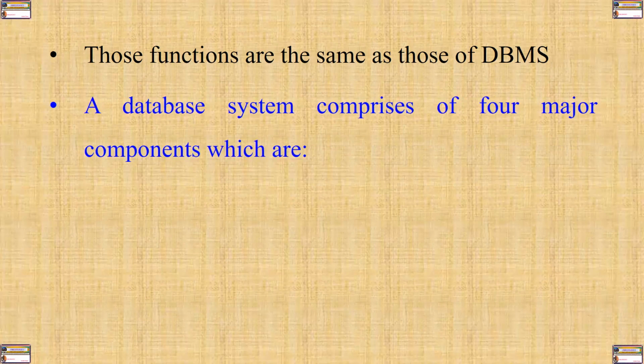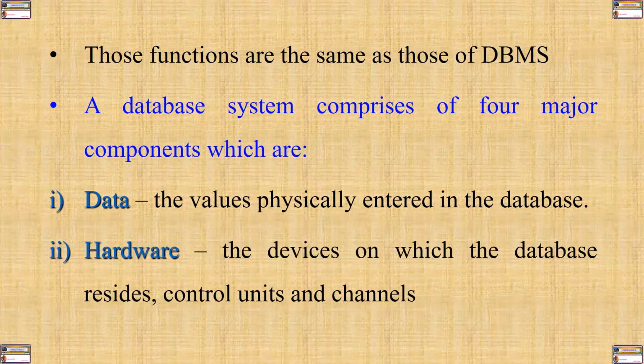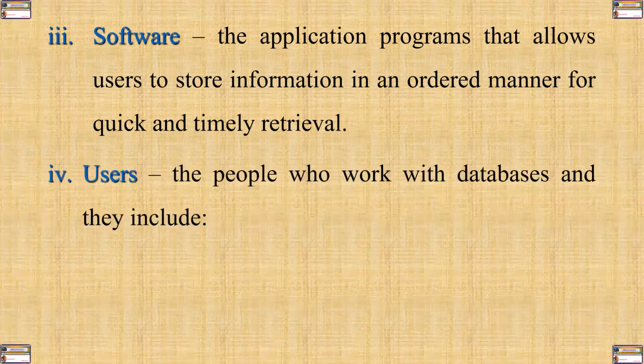A database system comprises four major components, which are: number one, data. Data are the values physically entered in the database. Number two is hardware. These are the devices on which the database resides, control units, and channels. Number three is software. Software are the application programs that allow users to store information in an ordered manner for quick and timely retrieval. Number four are users.